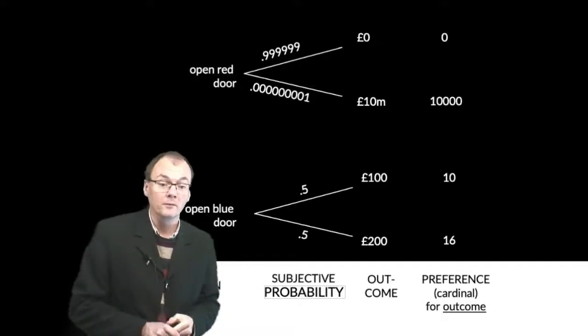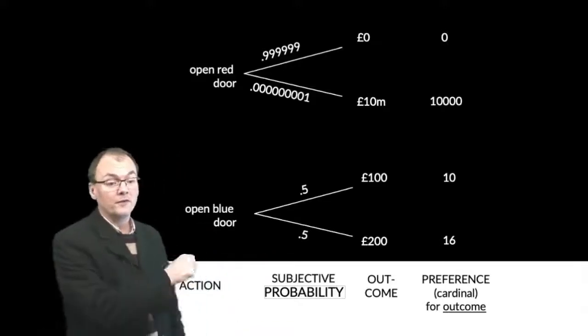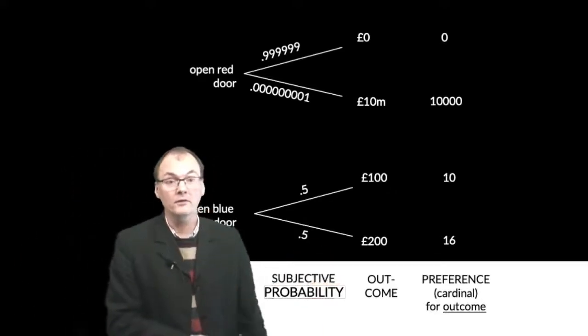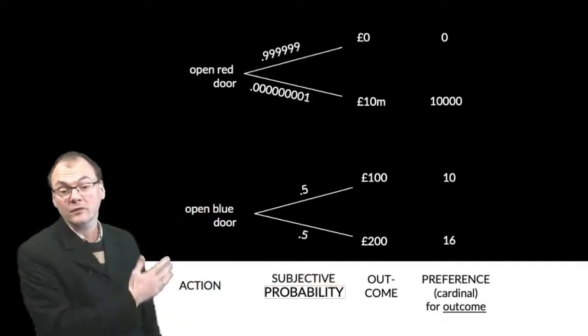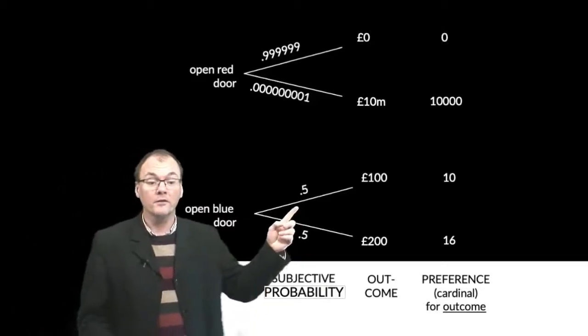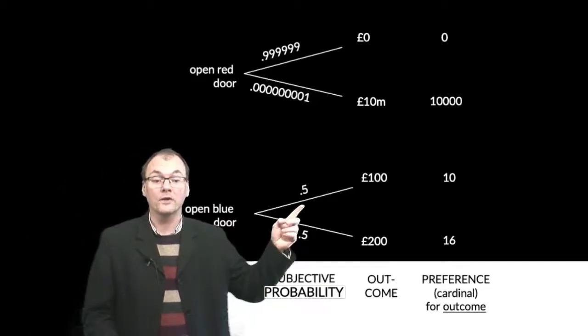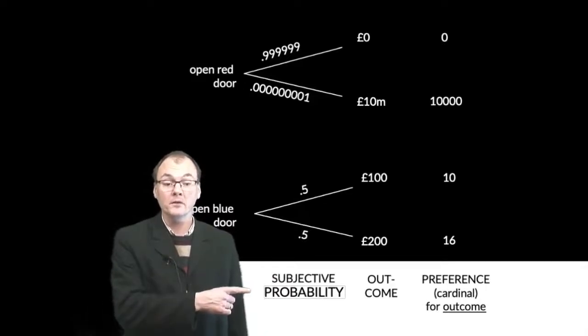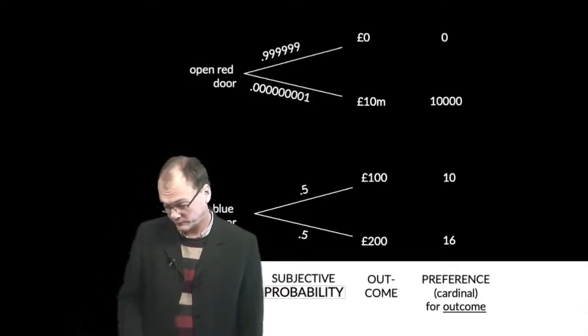Now I'll tell you what I've done. In the case of the blue door, I've tossed a coin, and if the coin is heads, I've put down £100, and if the coin is tails, I've put down £200. The coin is fair, so there is a 50-50 chance of £100 and a 50-50 chance of £200, and that's what you expect. That's your subjective expectation.